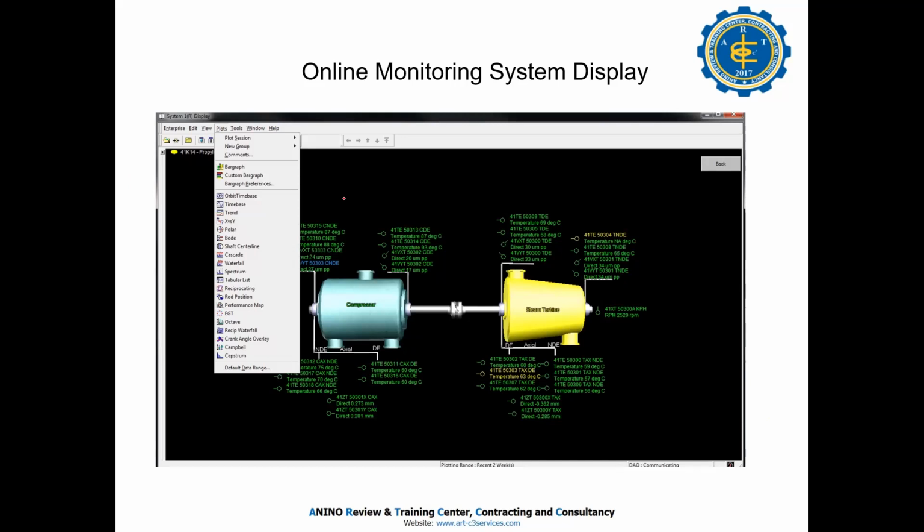So as you can see here, where's my eyeglass? I can't see. You can see the bar graph, the X and Y. You can capture the spectrum, the octave, the trend in System 1. So, Bode plot.